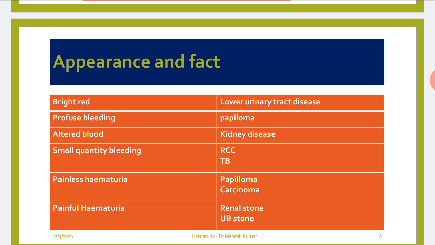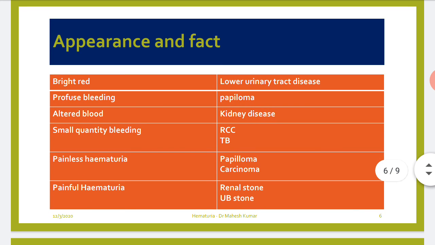Painless hematuria is mostly in papilloma and carcinomatous conditions of the kidney. Painful hematuria is mostly seen in renal stone or renal calculi and urinary bladder stones, or due to stone origin.